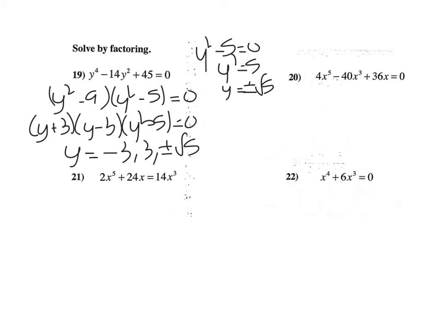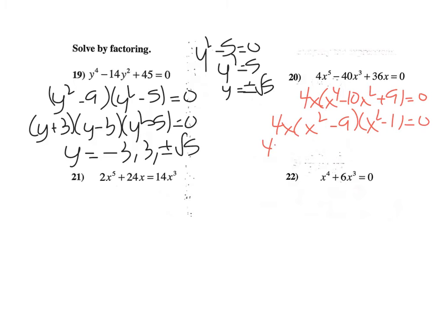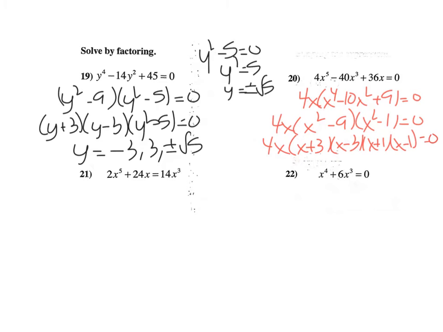Number 20. I'm going to take out the GCF, which in this case would be 4x. That would leave x to the 4th minus 10x squared plus 9 equals 0. Factor some more. I would get (x squared minus 9)(x squared minus 1). Now this time both of those are differences of squares, so keep right on going. (x plus 3)(x minus 3)(x plus 1)(x minus 1) equals 0. So I get 0, plus or minus 3, plus or minus 1.